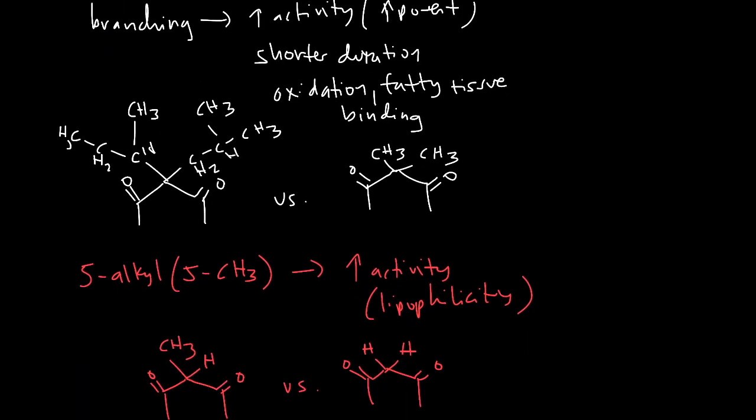Branching increases the activity and leads to a shorter duration. And it's prone to oxidation and fatty tissue binding. So branching is when a carbon group comes off another carbon group and it's not part of the chain. So here's a chain and here's the branch coming off of the carbon. Here's the chain, here's the branch coming off the carbon. So these have more activity or are more potent and have shorter duration and are more prone to oxidation and fatty tissue binding than this non-branched molecule.